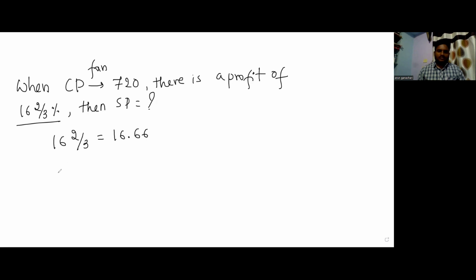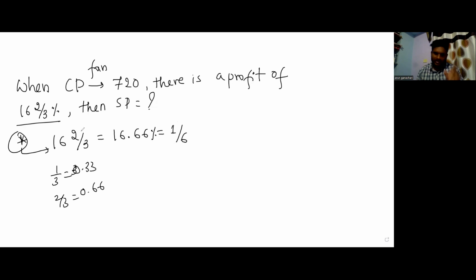16.66. Yes or no? Because 1 by 3 is how much? 0.33. So 2 by 3 will be 0.66. So 16.66. What is 16.66 according to our chart? It is 1 by 6. If you are accurate and disciplined and learn it by heart properly, you'll get this conversion in one shot. So 16.66% is nothing but 1 by 6.